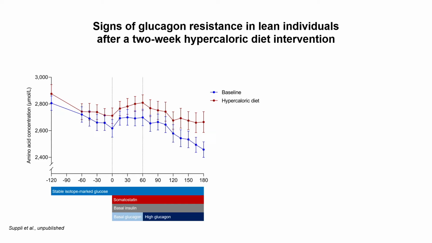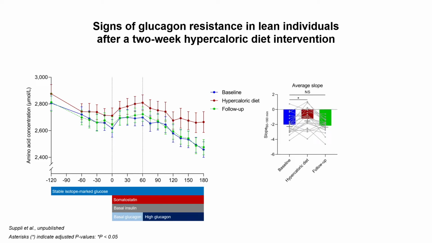There's a lot of variation in the data, so perhaps you're not so convinced yet. But what I hope will convince you is that when we invited them back for the follow-up visit, the amino acid graph went completely back to what we saw before the intervention. So again, this is an acute setting, only 2 weeks of a hypercaloric diet intervention, but actually, to me, this indicates some sort of glucagon resistance also in the acute state.